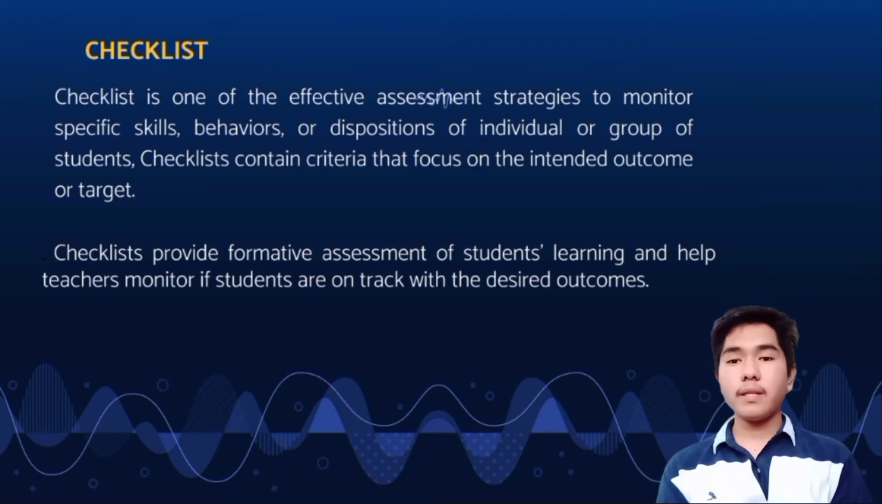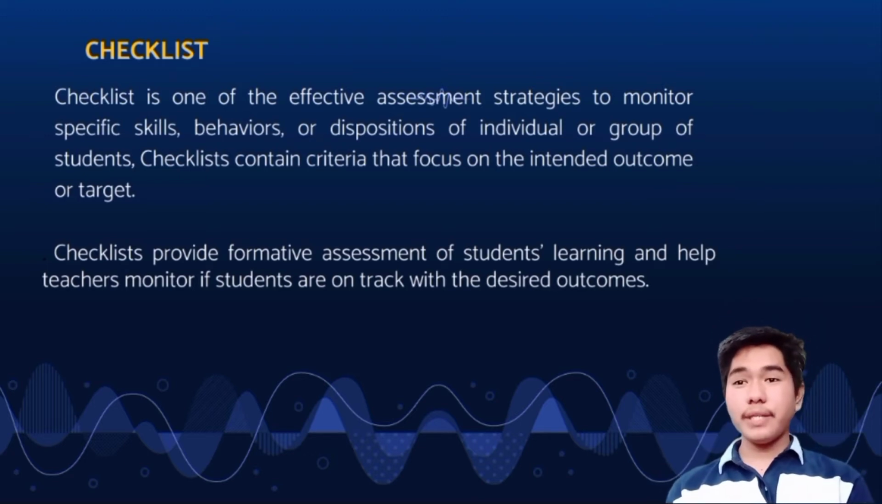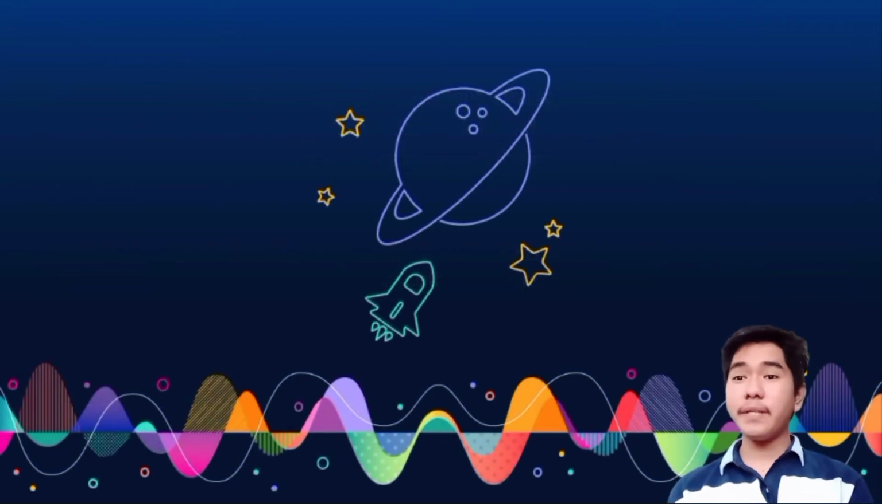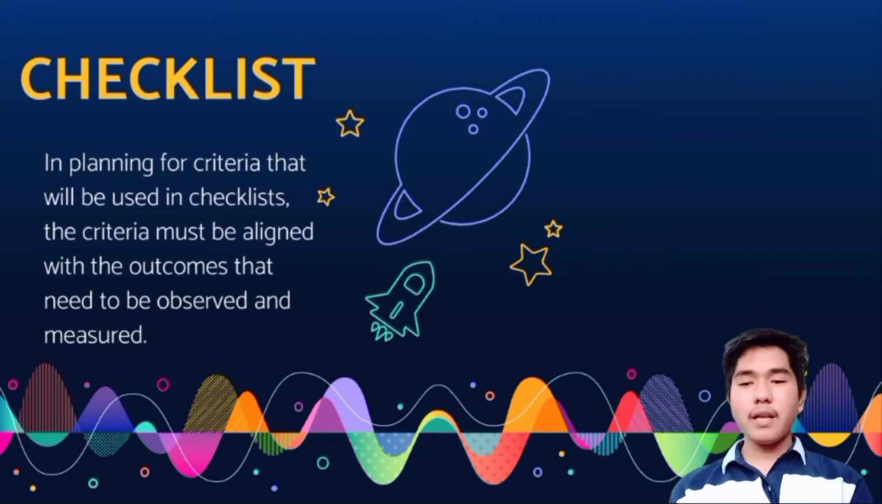Checklists provide formative assessment of students' learning and help teachers monitor if students are on track with the desired outcomes. For the teachers, a criteria checklist can be used for formative assessments by giving emphasis on specific behaviors, thinking skills, social skills, writing skills, speaking skills, athletic skills, or whatever outcomes are likely to be measured and monitored. Checklists can be used for individual or group cases.